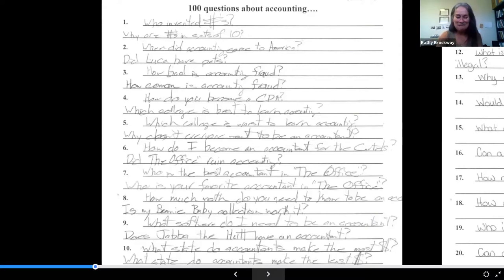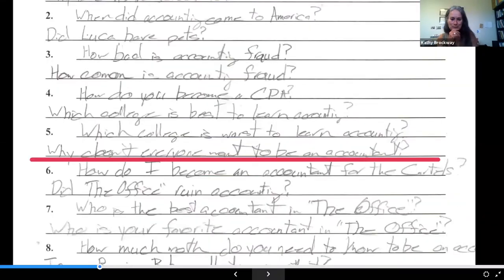I'll have to interpret this person's writing for you, but I like this question. It says, why doesn't everyone want to be an accountant? Great question. Now you might say it's flippant, right? Yes, but I'm going to, on Fridays, pull a few of these questions and answer them.